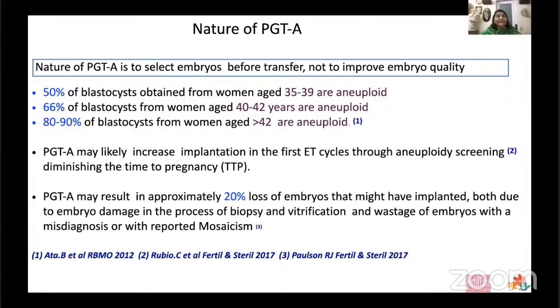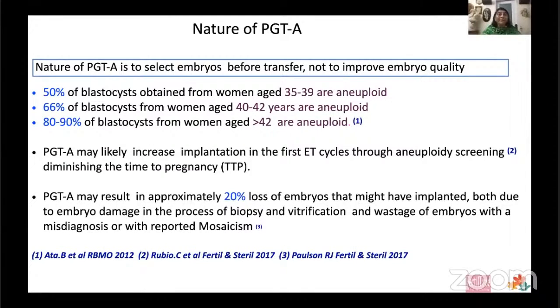Please understand that 50% of blastocysts can be aneuploid at the age of 35 to 39. And as the woman's age increases, more than 90% of the blastocysts can be aneuploid. So although PGTA will increase the implantation rate in the first ET cycle and diminish the time to pregnancy, it may not increase the cumulative pregnancy rate. Somebody who doesn't do PGT but has multiple cycles will obviously have the same chance because in that cohort of embryos, there will be some normal embryos.